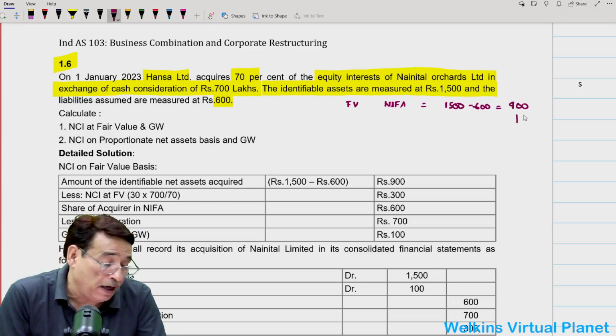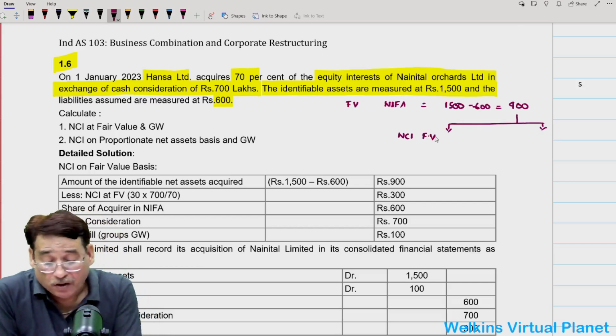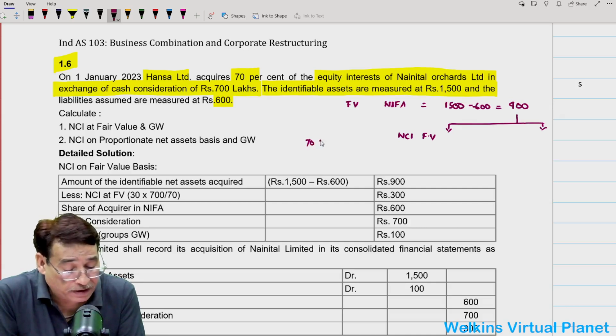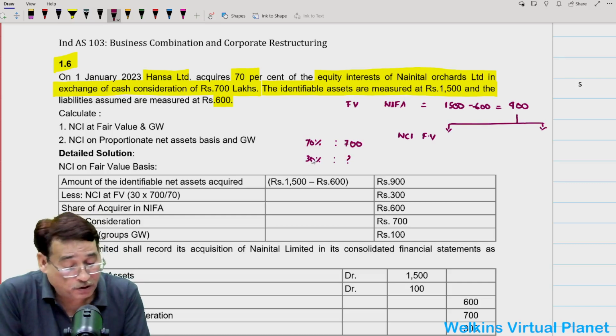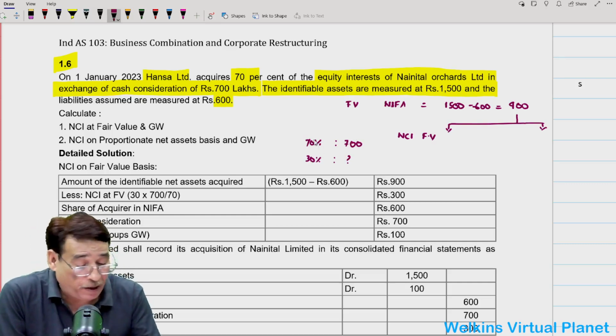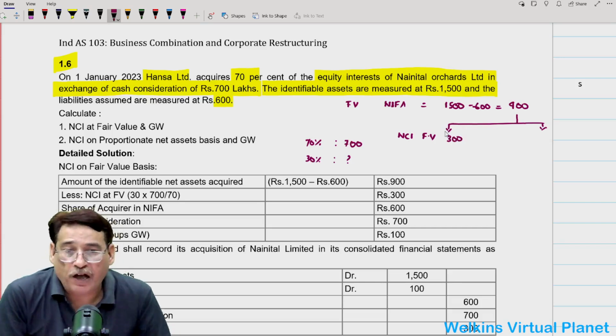Out of this net 900, now you have to find out NCI's share. However, NCI is being measured at fair value this time. So for 70%, the consideration is equal to 700 lakhs. So what will be the consideration for 30%? Because 30% will be the proportion of NCI. What will be the amount of 30%? So 30 into 700 divided by 70%, it will be equal to 300. So NCI at fair value will be equal to 300.